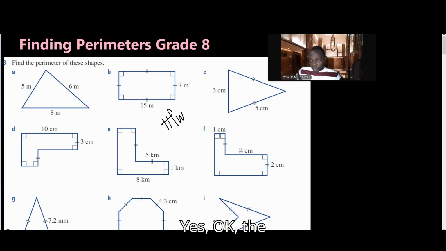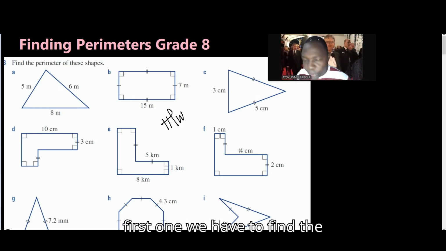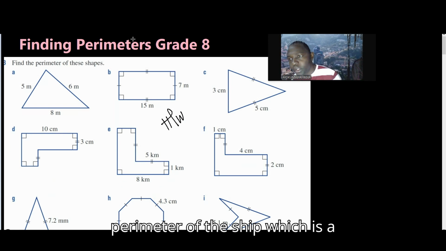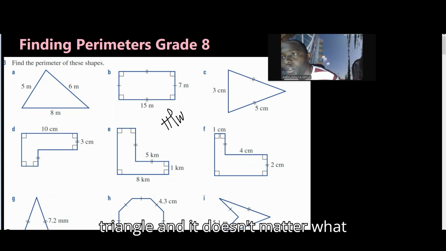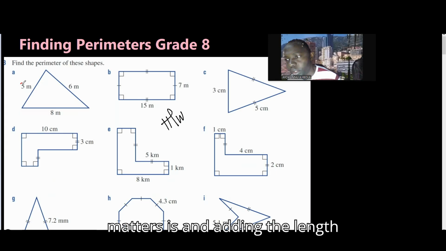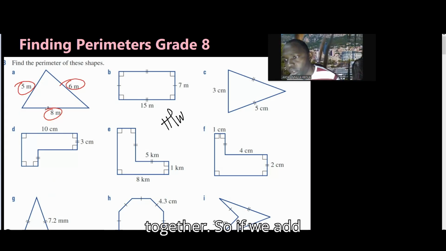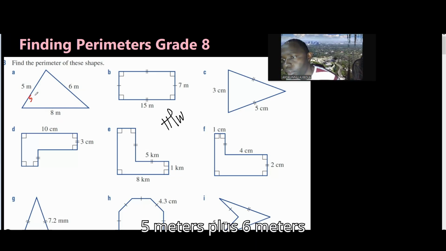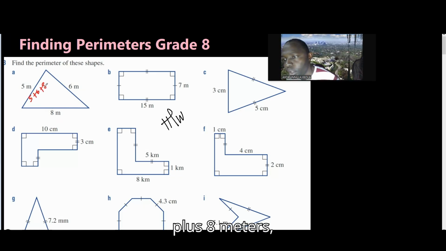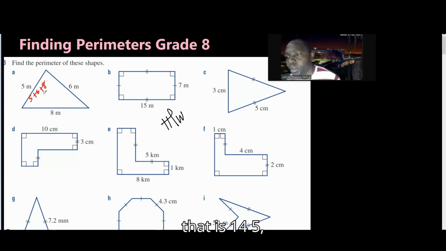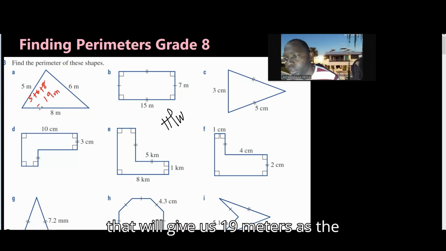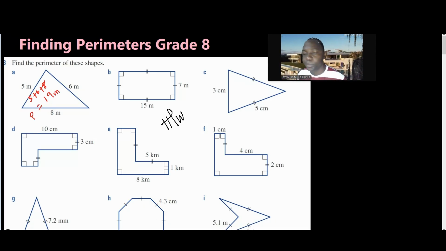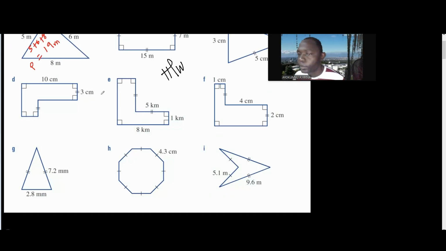The first one, we have to find the perimeter of the shape, which is a triangle, and it doesn't matter. What matters is adding the lengths together. So if we add 5 meters plus 6 meters plus 8 meters, that is 14 plus 5. That will give us 19 meters as the perimeter of this first one. So you got 19 meters.